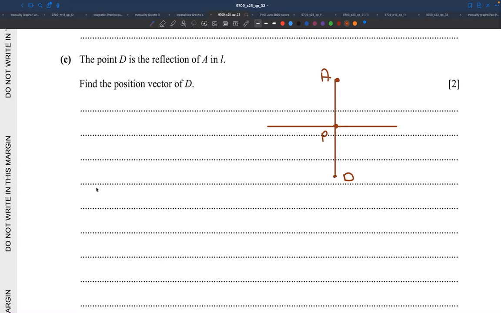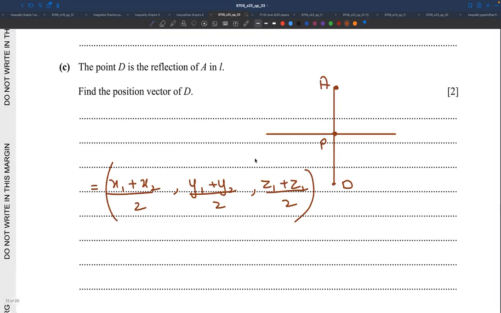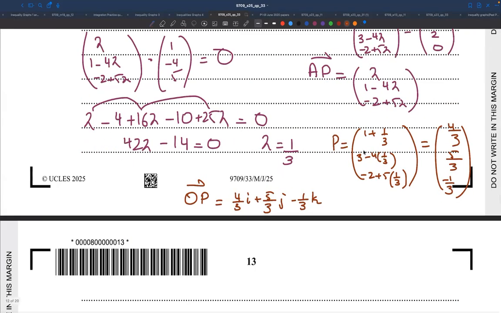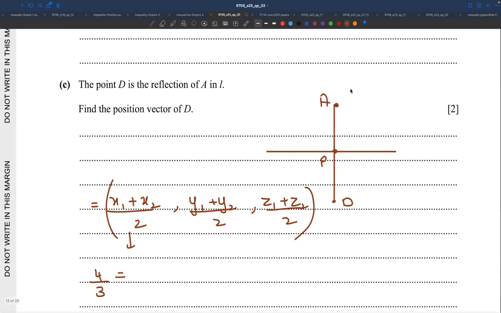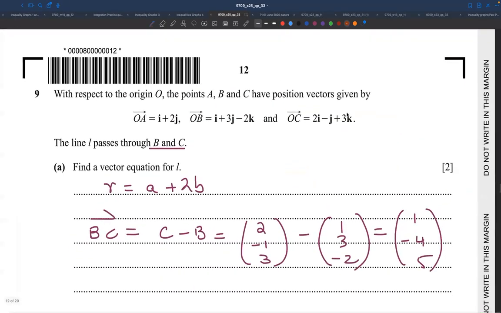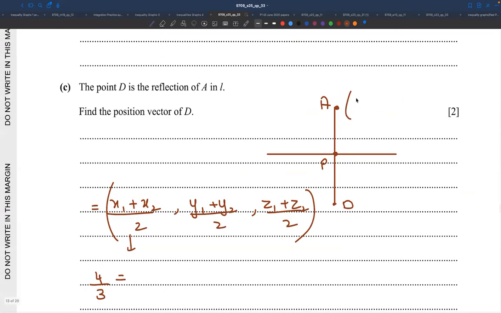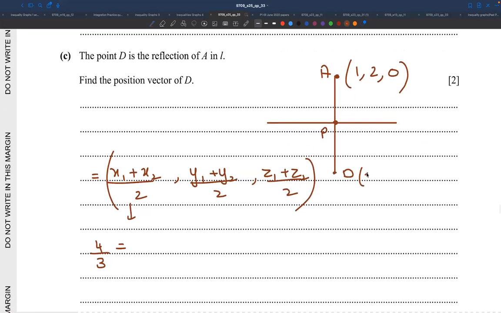So do you know the midpoint formula? That is x1 plus x2 upon 2, comma y1 plus y2 upon 2, comma z1 plus z2 upon 2. Now we have the midpoint in the form of P. They are 4 upon 3. So this x value is equal to 4 upon 3, right? So you will write 4 upon 3 is equal to, what are the coordinates of A? 1, 2, 0. And this point, I don't know, x1, y1, z1. So 1 plus x1 upon 2.